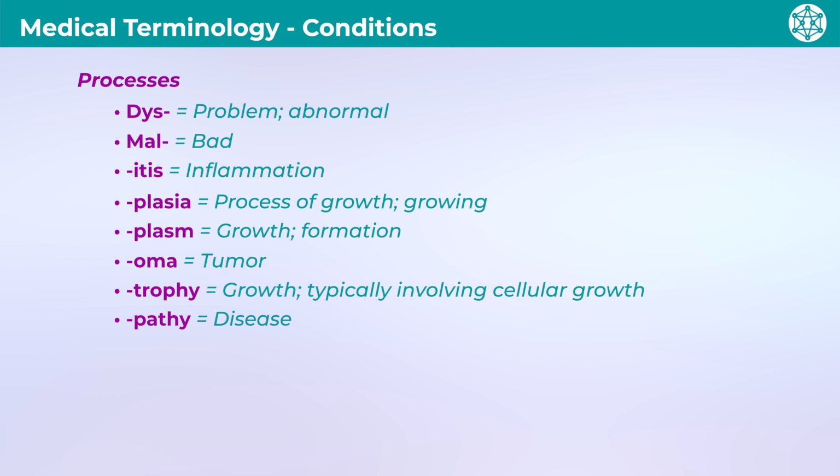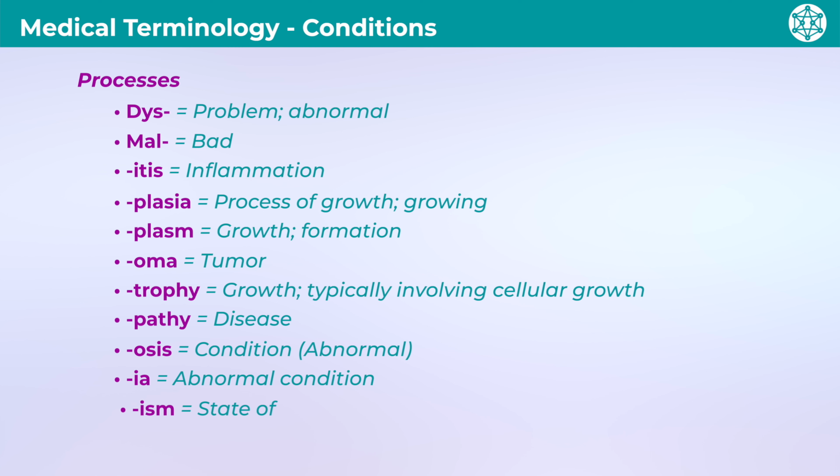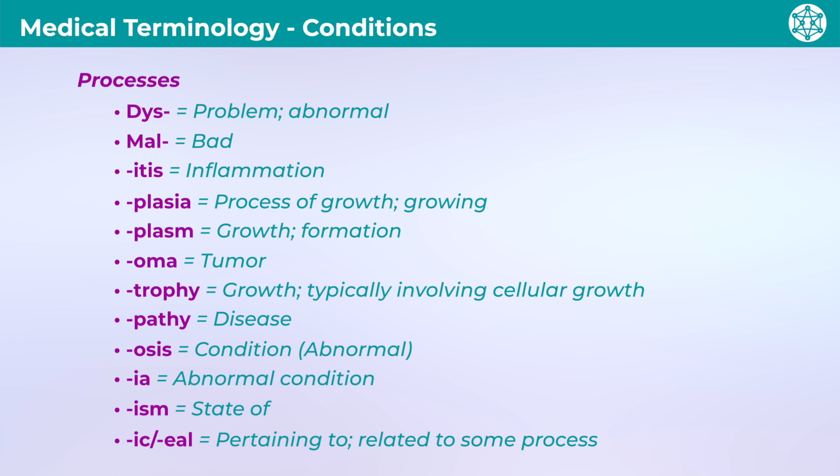The next one is pathy, which means disease. Neuropathy is one to think about, disease of nerves. Osis is typically used, and that just means a condition, usually an abnormal condition. Another one is ia, at the end of a word, like in ab, is another way of saying an abnormal condition. Ism is just state of. Just think about hypothyroidism. That's just a state of low thyroid activity or low thyroid function. The next one is ic or eal, and that just means pertaining to or related to some process. So cephalic or esophageal, it really means pertaining to the subject at hand.